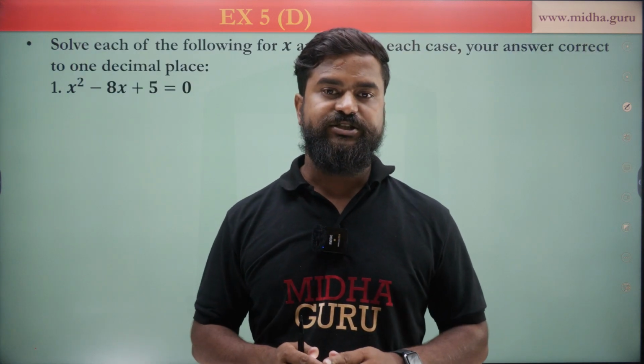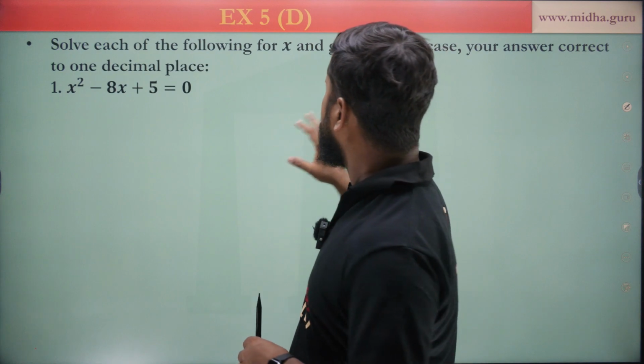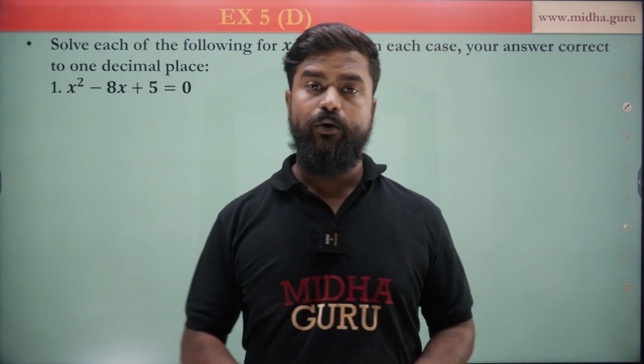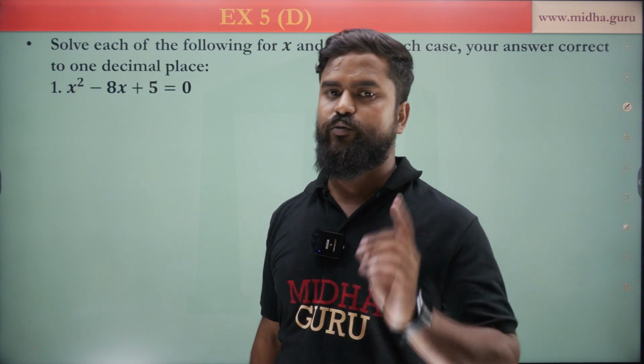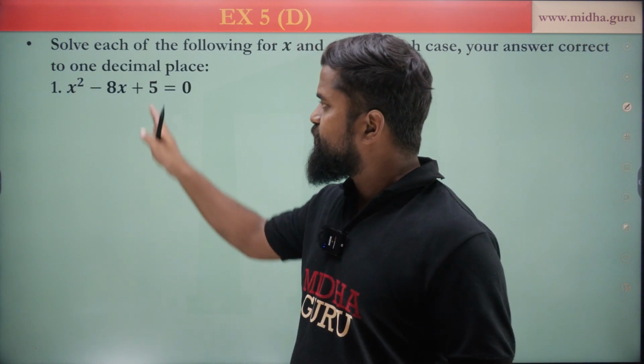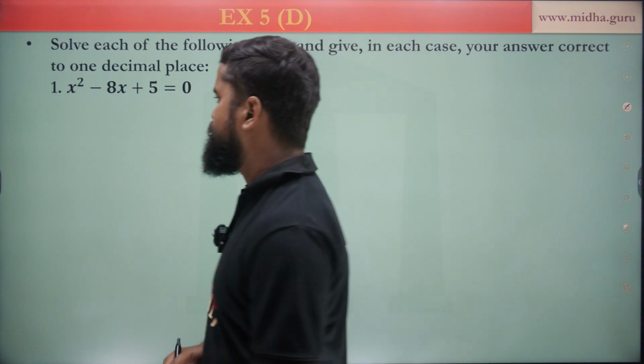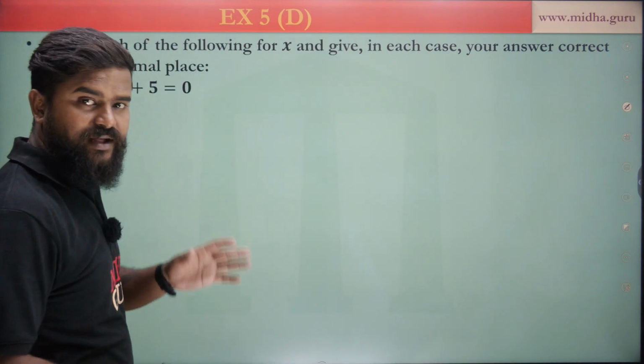Now we come to the second question, which says solve each of the following for x and give in each case your answer correct to 1 decimal place. So whatever our answer comes to in the end, we'll round it off to 1 decimal place. So the first one is x squared minus 8x plus 5 is equal to 0. Again here we don't need to put it in the standard form, it already exists.